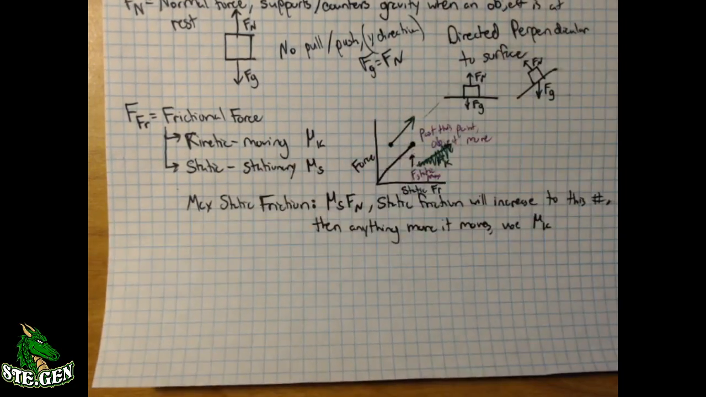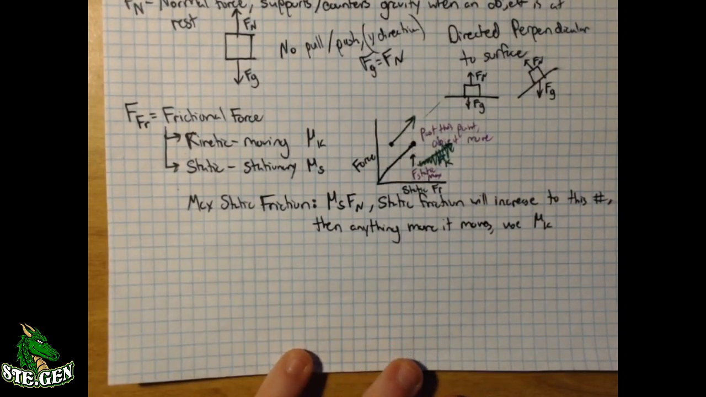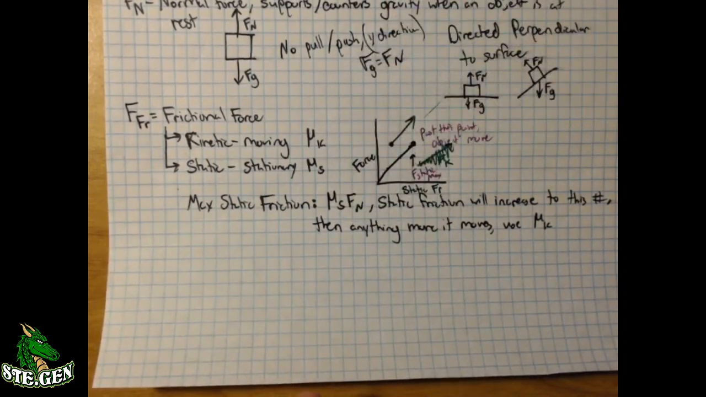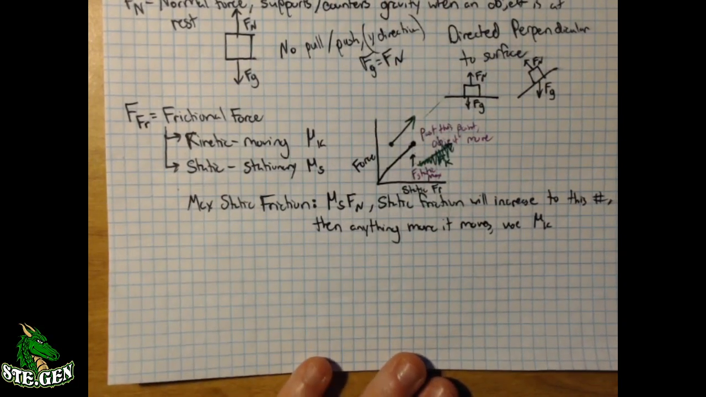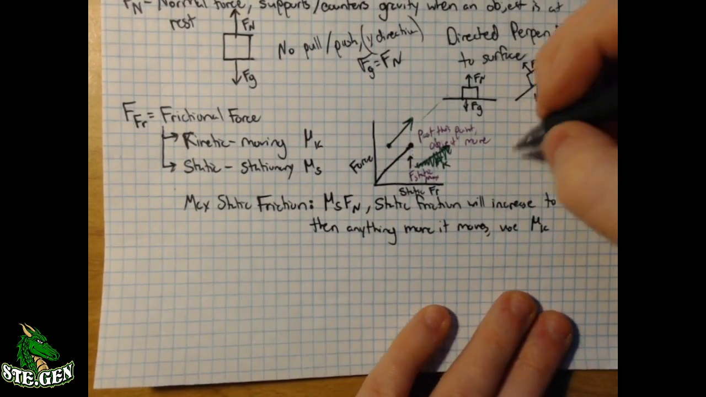And that is not going to increase to match something. Kinetic friction is going to be based on the normal force and the coefficient of kinetic friction. It's not up to a certain number. It is that number.